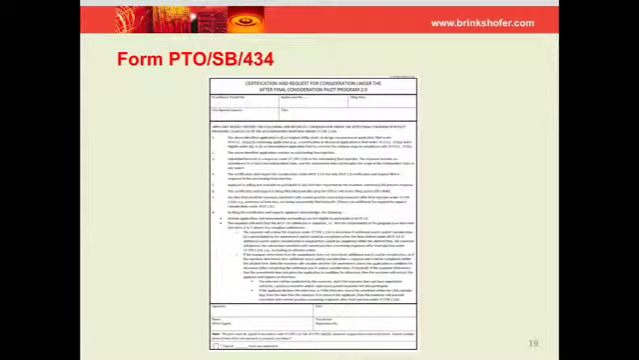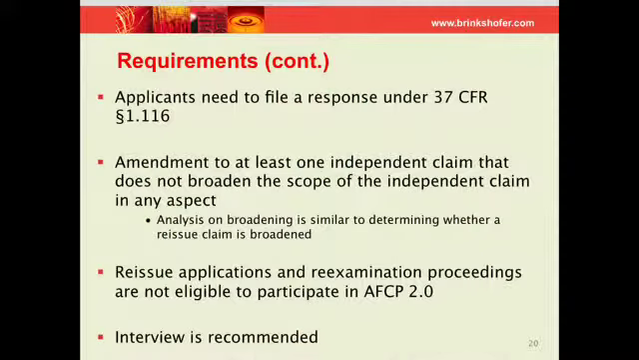Now, this is an example of form PTO SB 434. I show it only, it's really just filling out a form. It takes virtually no time, but obviously it's important for PTO purposes to file it, not only for their internal tracking procedures, but also to make sure that you're entered within the program. Now here are some of the requirements. Applicants need to file a response under 37 CFR 1.116.